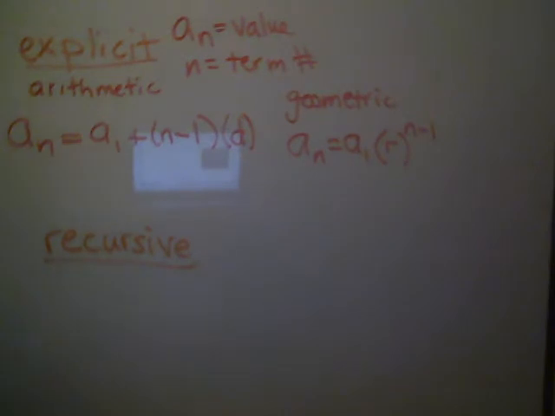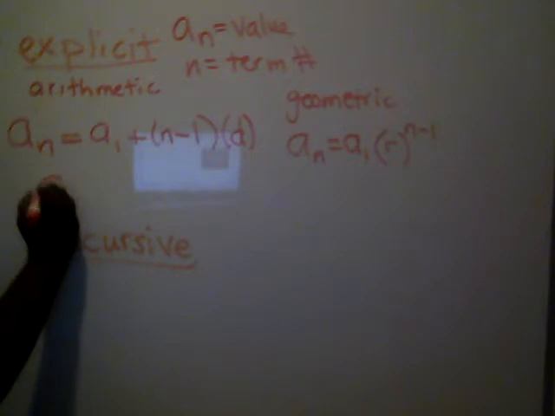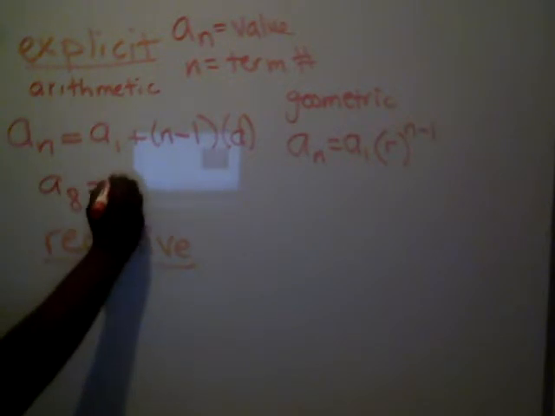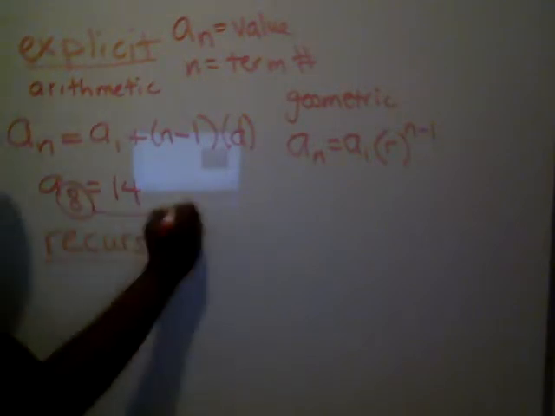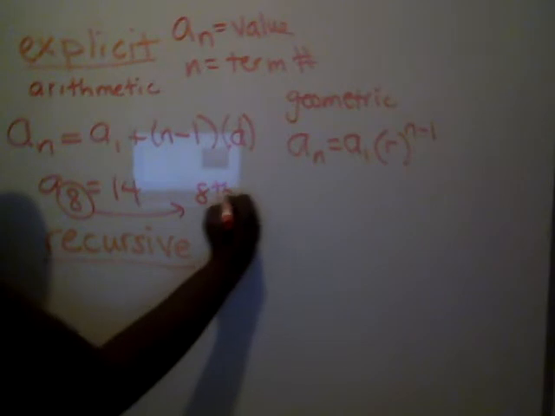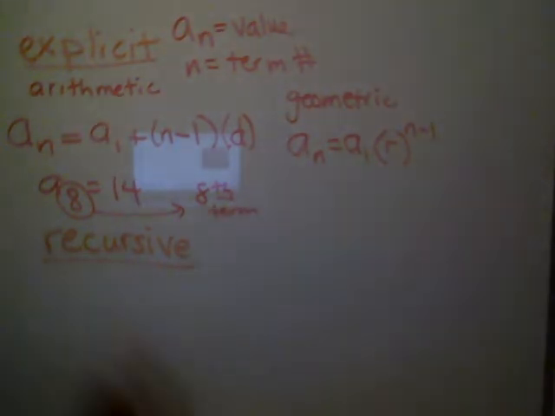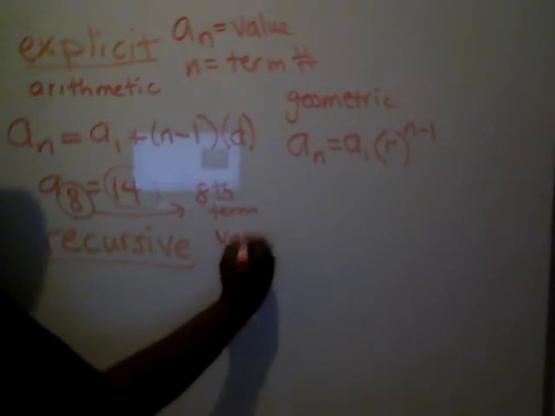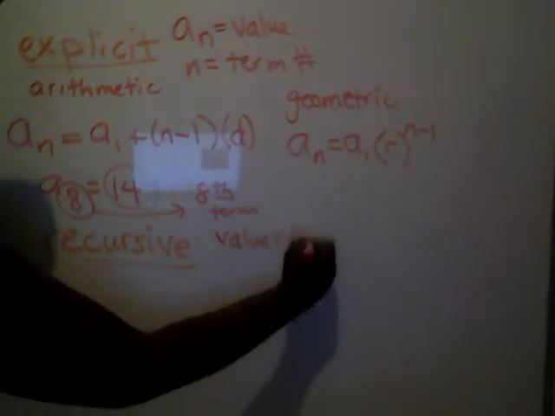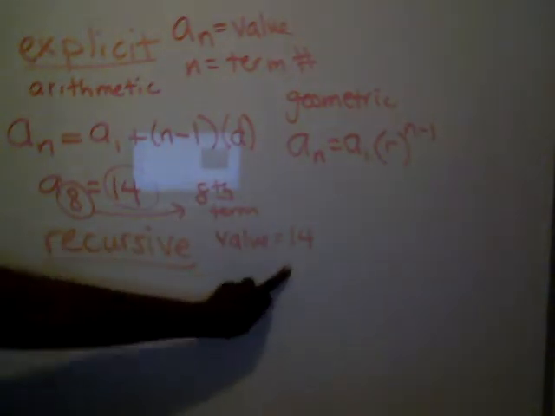Okay? So as an example, let's say you have the notation that says something like A8 equals 14. If we were to decipher what these numbers mean, this 8 means it's the 8th term. So it's the 8th number in a pattern. And the 14 means it has a value of 14. So its value equals 14. So the 8th term has a value of 14.